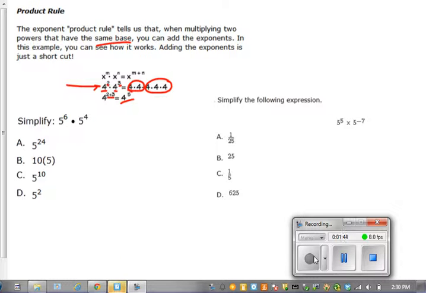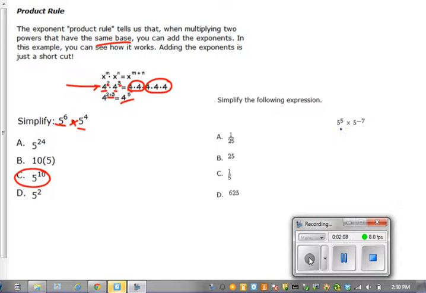So product of powers: same base, you're multiplying, and when you multiply, you look at it like this, it looks like an addition sign. So when you have the same base, you're going to go ahead and add those exponents. In this case, we would get 5 to the 10th. I have 6 5s and 4 5s.